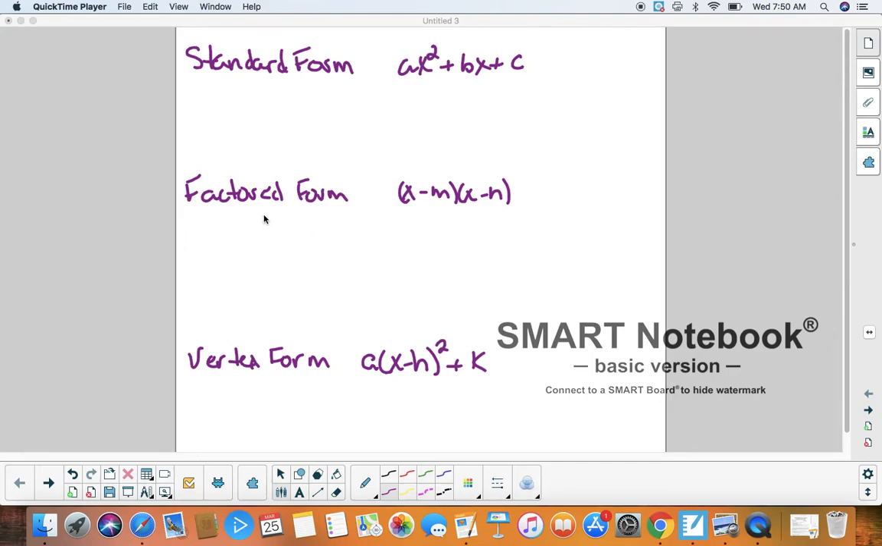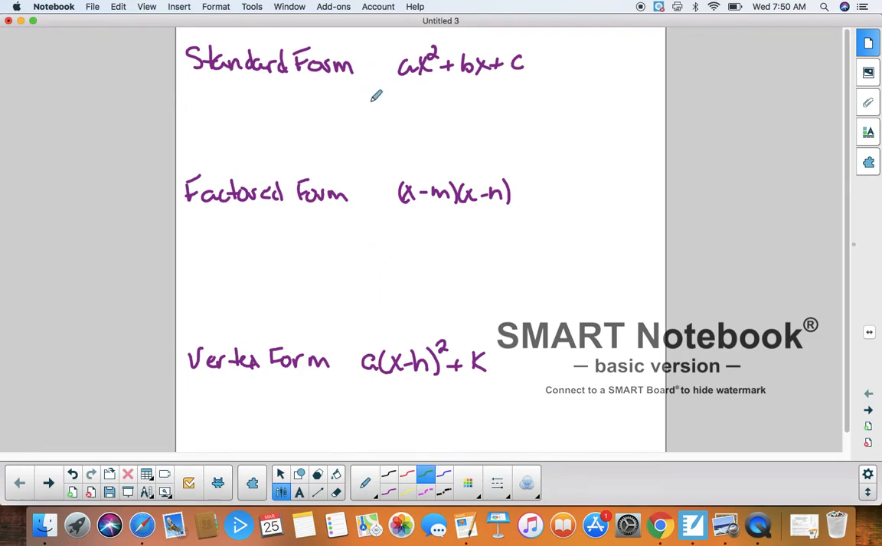So we now have three different forms for our quadratic equations. We have standard form, ax squared plus bx plus c. We have factored form, which is x minus some number or plus some number, and then times x plus or minus some other number. And then our newest one is vertex form, a times x minus h all squared plus k. So what are the things we can find given each one of these forms?